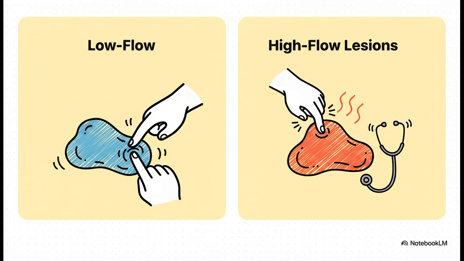On the left, you've got your low-flow lesions. Think veins, lymphatics, capillaries. They're usually soft, you can squish them, and you won't feel that buzz or hear that whoosh. But on the right, you've got the high-flow lesions. These are basically direct connections between arteries and veins. And that's why they're warm to the touch, and why you feel that thrill and hear that bruit you found on your exam. It all connects.